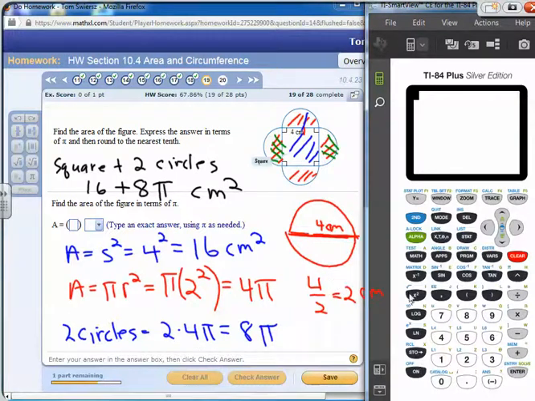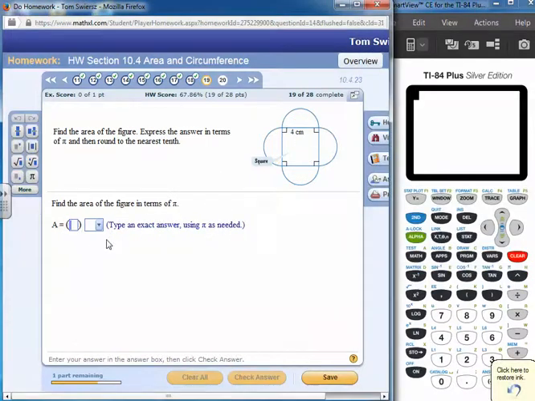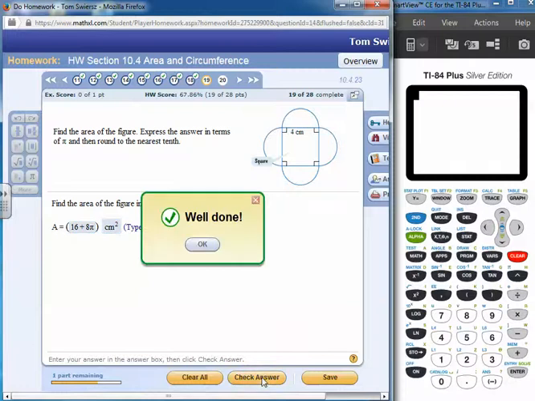Okay? So we've got to put that in. The area is 16 plus 8, and they don't have pi this time, so there's the pi symbol from the little course menu bar. 16 plus 8 pi, and then it's square centimeters. Okay?